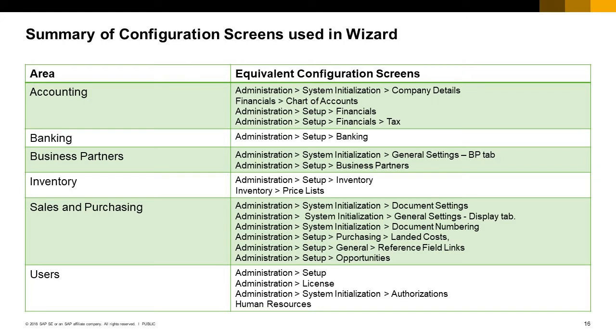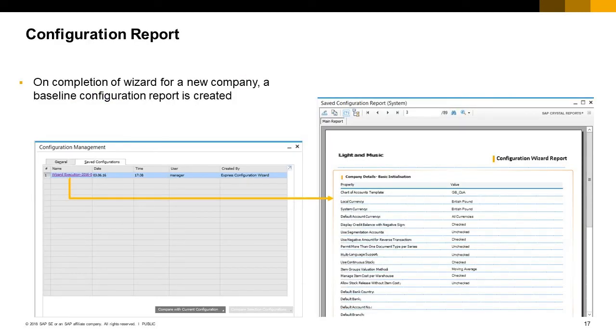The slide shows a summary of the wizard steps and the equivalent company configuration screens. When you run the wizard for a new company, a baseline configuration report is created. This can be handed to the customer as documentation. Each possible setting is shown with the configured or default value.